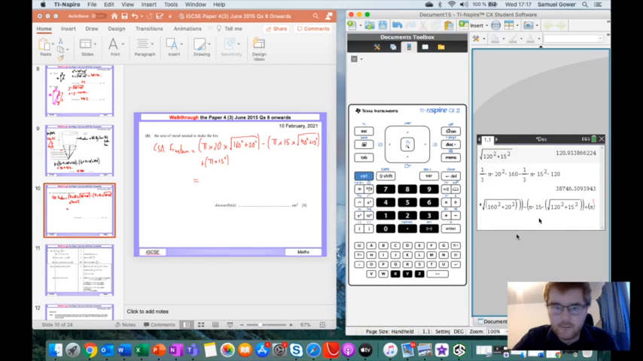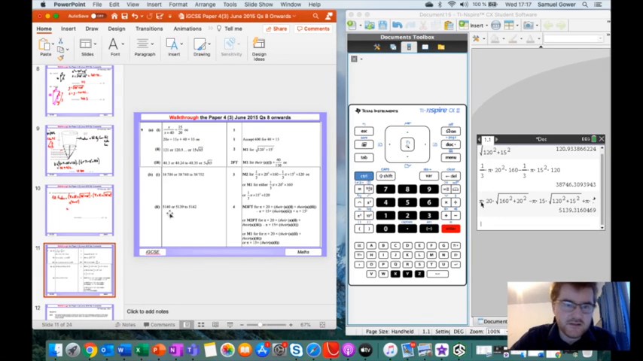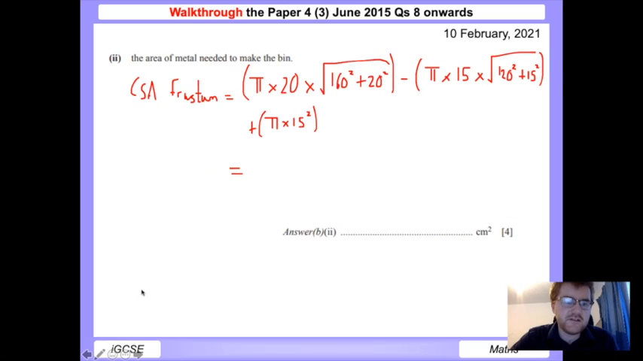pi times 15 squared, the bottom part of it. And this is where we hope everything works out. It's the correct answer, which it is. Good. That should be exactly as it is. 5,139. Okay, in fact, I think my answer is more accurate than theirs because they've rounded too early. As you can see, the answer was acceptable.